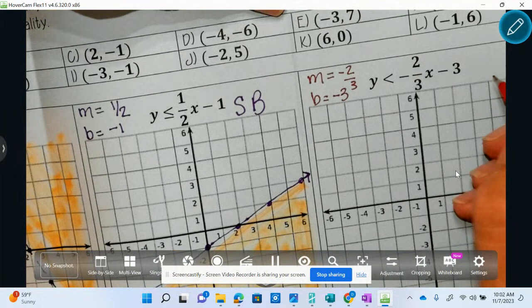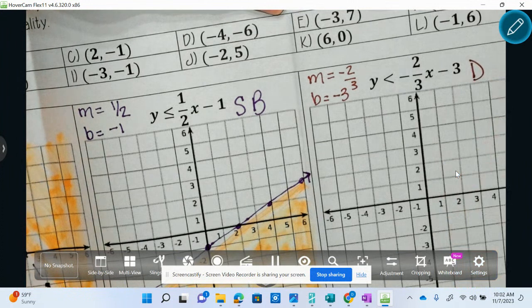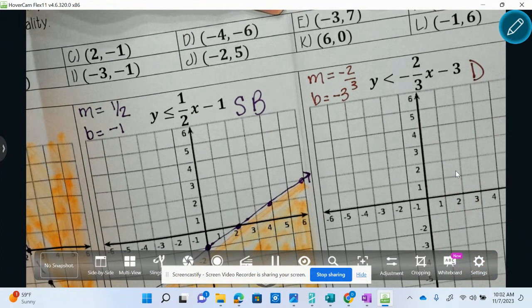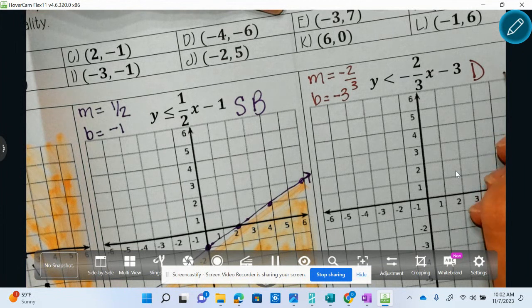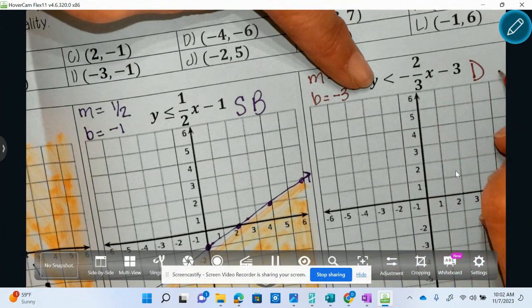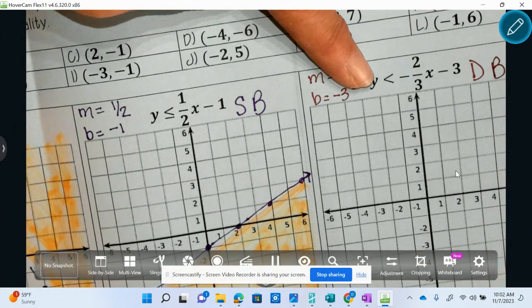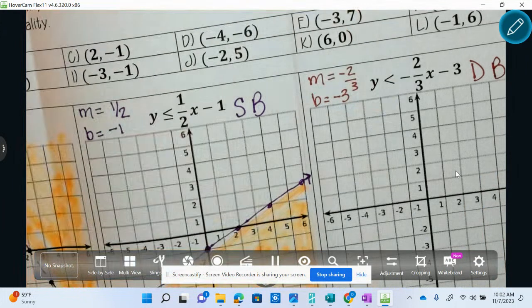Will, am I going to have a solid line or a dashed line? Dashed. Chris, am I going to shade above or below? Look at the inequality. Less than. Shade above or below? Less, so I want to go below. Less than is below. Okay.